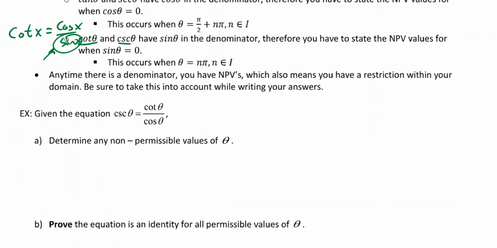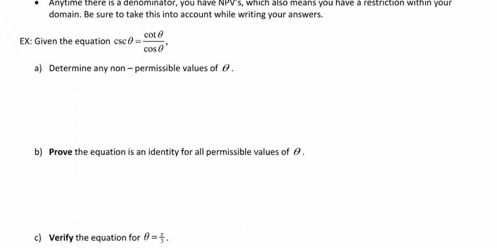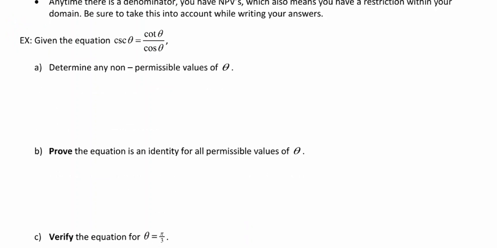So now whenever we simplify things, we just need to make sure we take into account our non-permissible values as well. Okay, so let's get into it. Given the equation cosecant theta is equal to cotangent theta over cos theta, determine any non-permissible values of theta. So you might say, okay, I see it, cos theta, so this definitely can't be equal to 0. And you'd be right on that, but you know what? We have to actually expand these things out a little bit to get a better view of this.